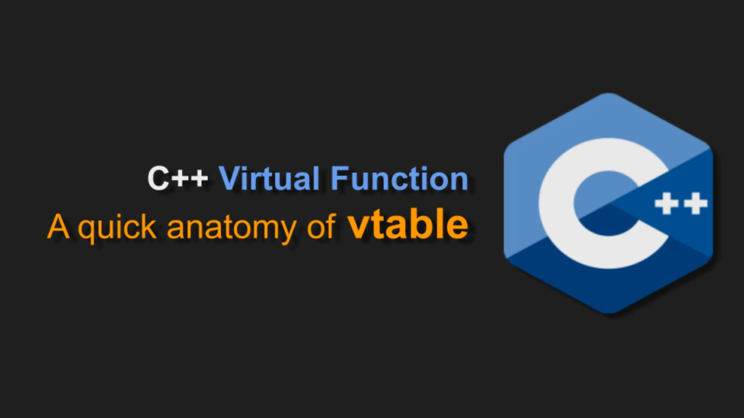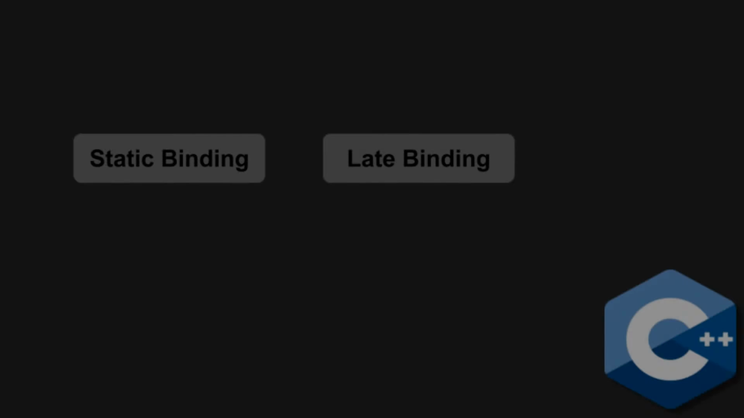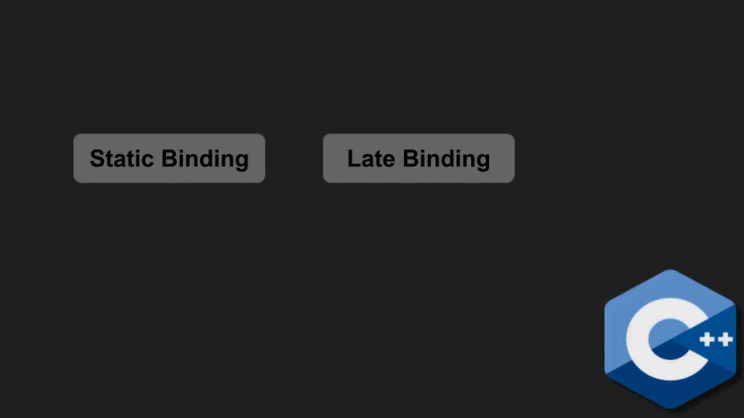What happens when we declare a function as virtual or pure virtual within a class? To understand this concept, we have to take a step back and first understand what static binding is and what late binding is. The concept of virtual function relies on late binding. Now, let's understand what static binding is.